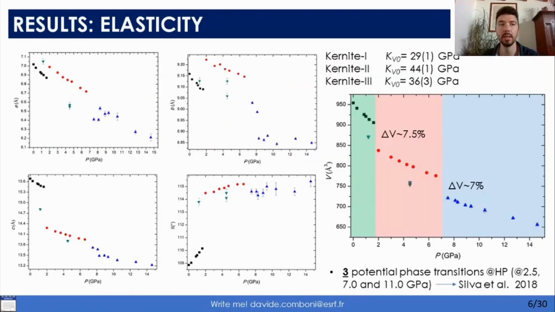So in this slide you can see the evolution of the unit cell parameters versus pressure. And if you look at the graph on your right, which represents the evolution of the unit cell volume versus pressure, you will see that there are two first order phase transitions occurring at more or less 2 gigapascal and between 6.5 and 7.5 gigapascal. In both cases, there is a significant drop of the unit cell volume.